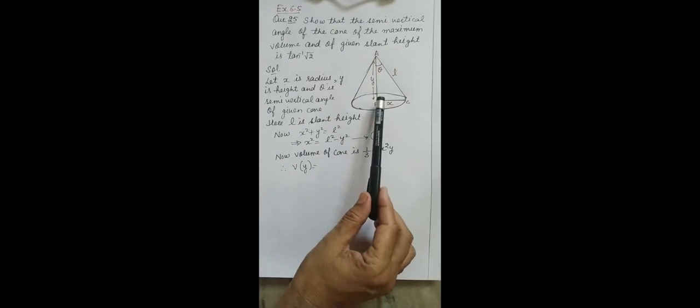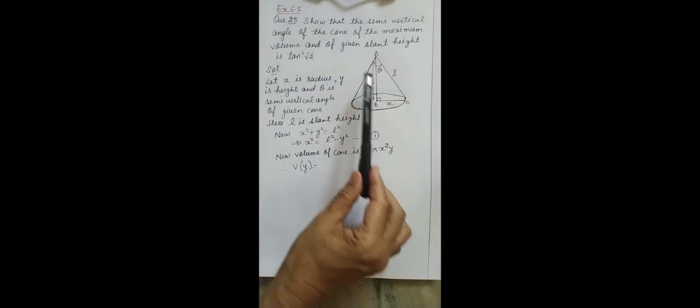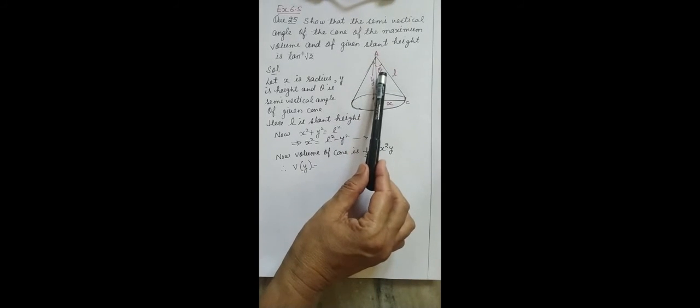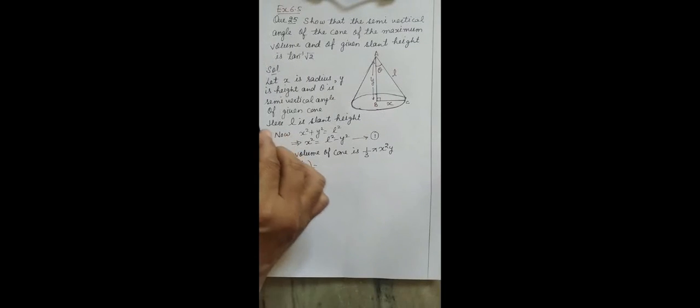Now let me suppose that x is the radius of the cone, y is the height of the cone, and theta is the semi-vertical angle. Now what is the meaning of the semi-vertical angle?